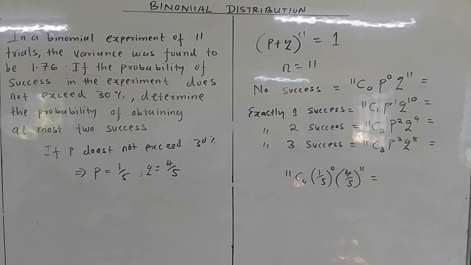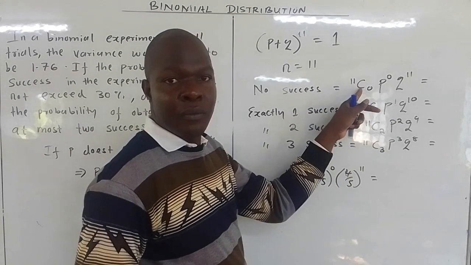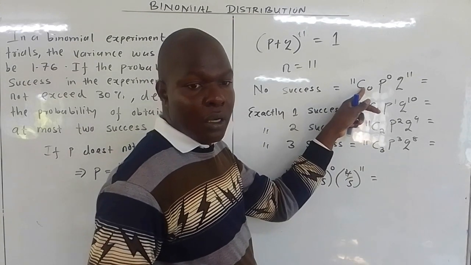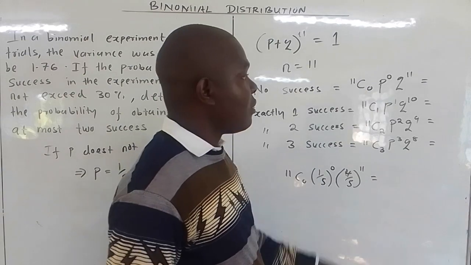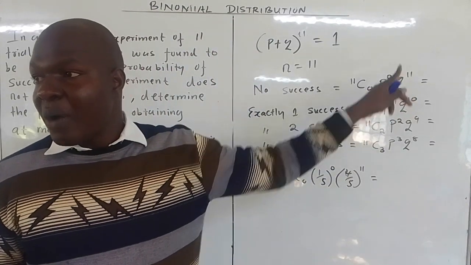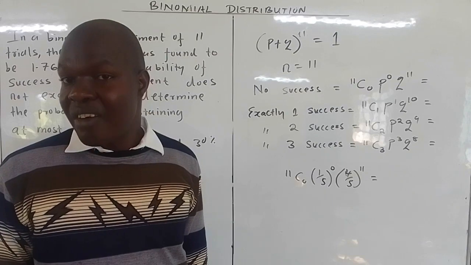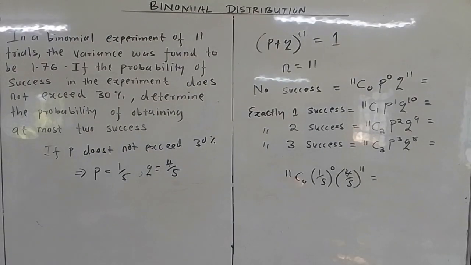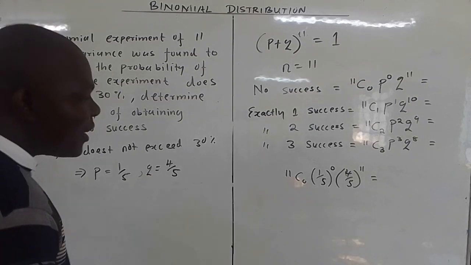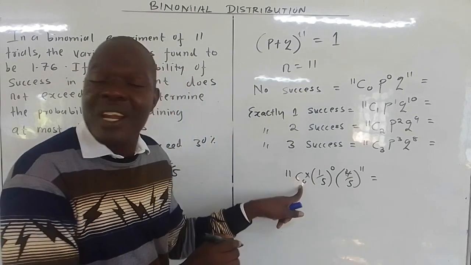You found 1, isn't it? Q raised to power 11. 4 over 5 raised to power 11. But you can never get 1. Remember this? Put multiplication sign between here so that the calculator doesn't see it as 0.